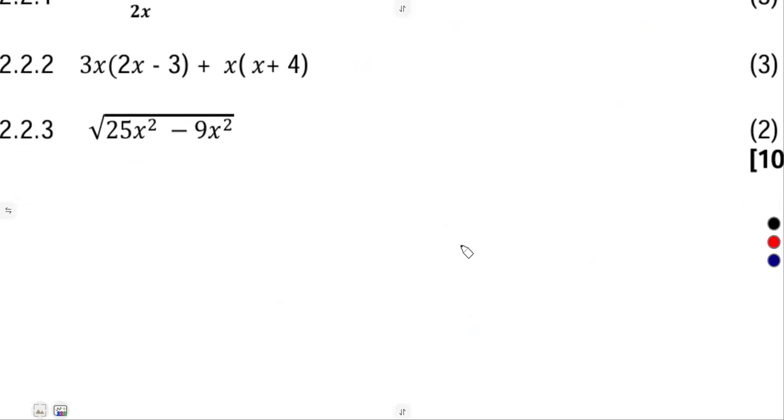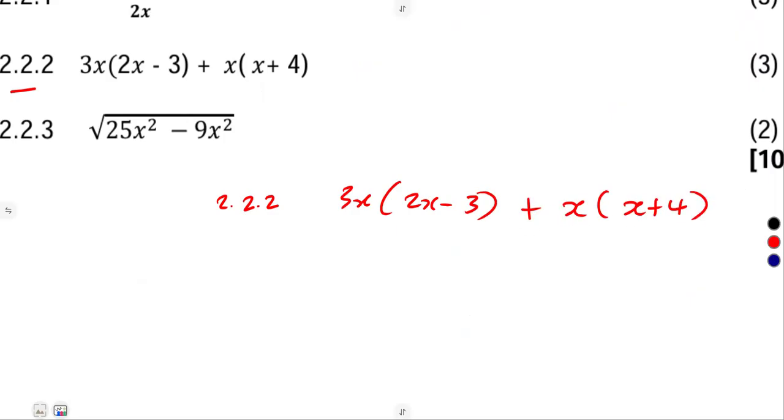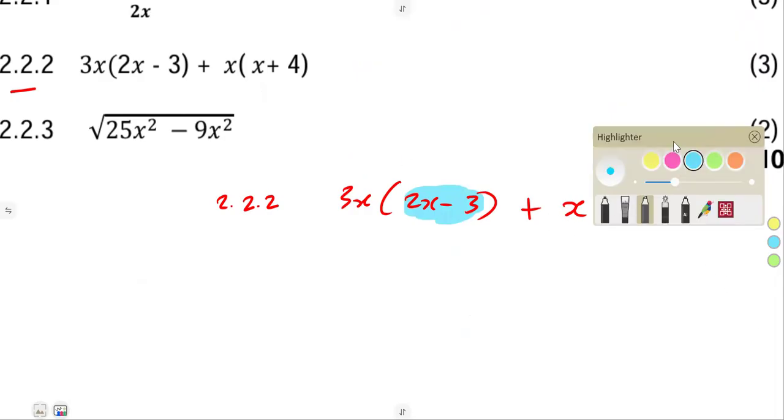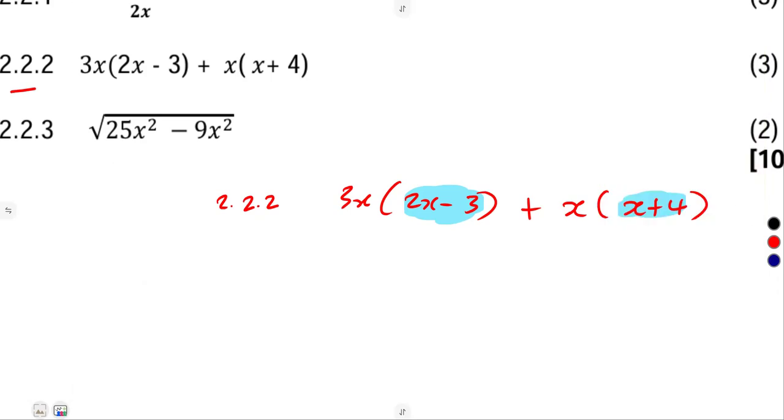Then the other part, 2.2.2, what is it that we are given there? They are brackets. So simply expand: 3x into 2x minus 3, plus the x into x plus 4. So the first bracket is to be expanded by 3x, and the second bracket by plus x. So let's expand, guys. Distribute throughout. Let's see what we're going to have here.